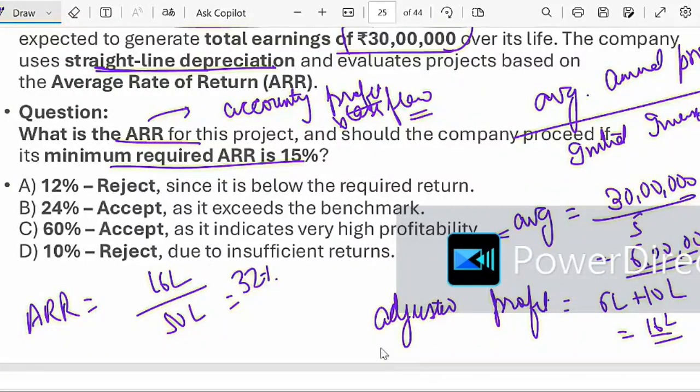Right, 32% will be more accurate here. So I think there is some mistake in the option. So this way you have to calculate it. It is 32%. And what is the benchmark? It is 15%. So you should accept the project. Minimum required ARR is 15%. You will add back the depreciation to calculate the adjusted profit. And that is how we calculate the ARR in this particular case.